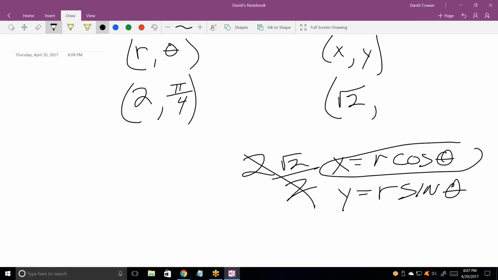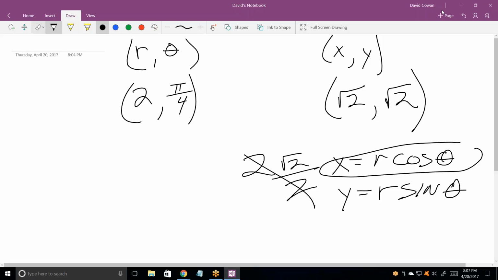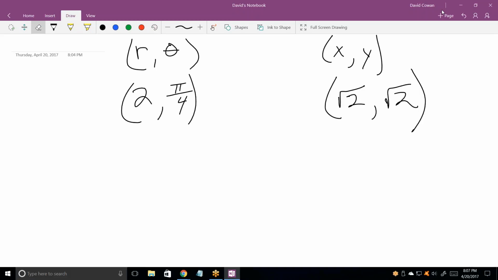What's the y coordinate? 2 sine, isn't the y coordinate just the same thing? Just wanted to see how long it was going to take you to get there. Most of these, those are the only conversions you're going to need, those two. Sometimes you might need x squared plus y squared equals r squared, but most of the time those two will be sufficient. So what's the next one?